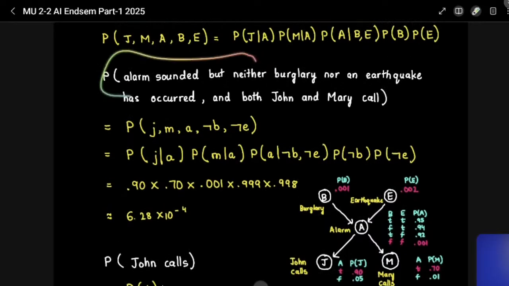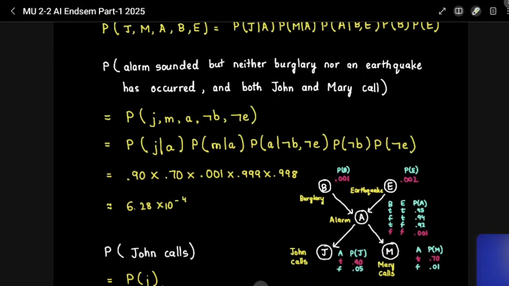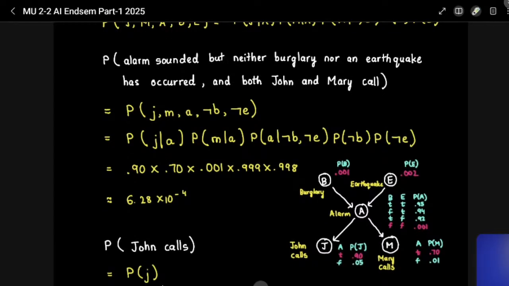This is like a direct question. Every single piece of information is given. Now look at the next question. Not every piece of information is given. You just have probability. Find the probability of John calls. So it is just probability of small j. Probability that John calls. But we need more information, right?